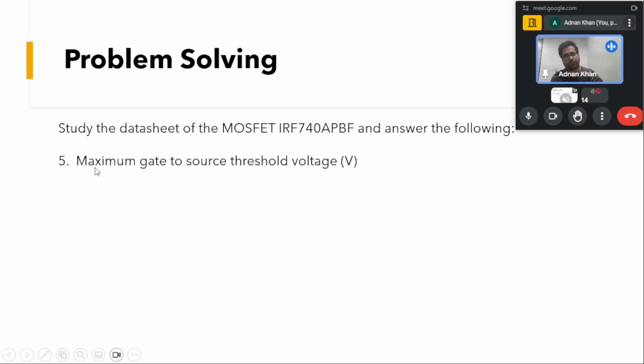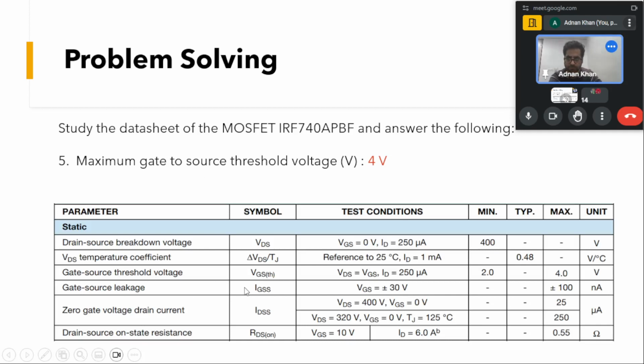Now coming to question number 5, what is the maximum gate to source threshold voltage? That means what is the maximum gate to source threshold voltage that we can apply without damaging this. Here you can see there are a number of things. Drain to source breakdown voltage VDS is given as 400 volt. Then the temperature coefficient delta VDS is also given. And then we have gate to source threshold, given if VDS is equal to VGS and ID is like this. The minimum gate threshold voltage is 2 volts and the maximum is around 4 volt. It is asked in the question itself, what is the maximum gate to source threshold voltage, and the maximum value is 4 volt. So the answer to this question is 4 volt.